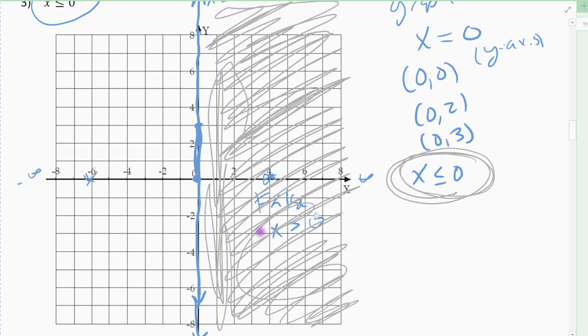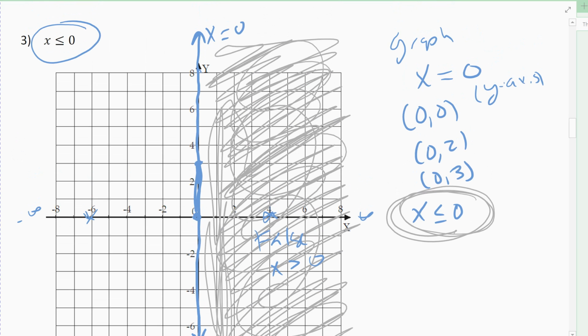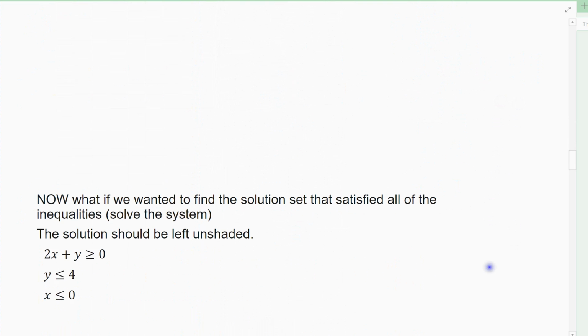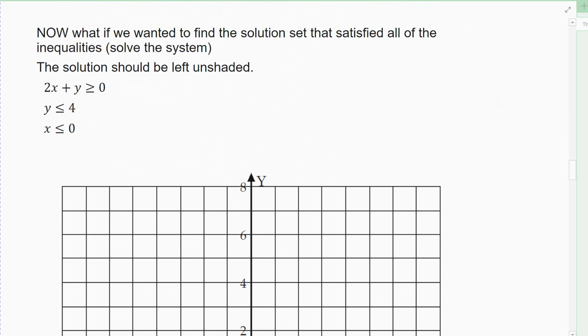Alright, so the blue line and everything to the left of it solves this inequality. If I pick any point on the blue line, x is equal to 0. And if I pick any point on this side of the blue line, my x value is less than 0, right? This x value is -5, and that's less than 0. That's a solution.